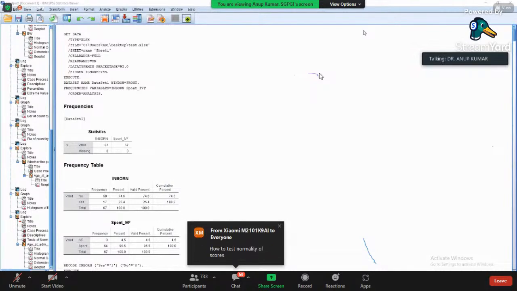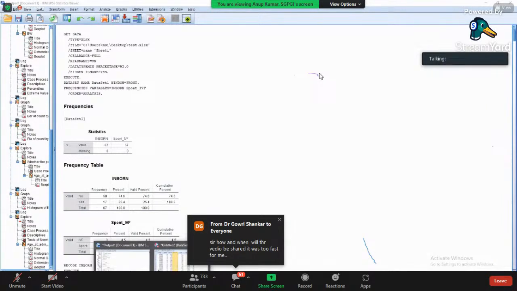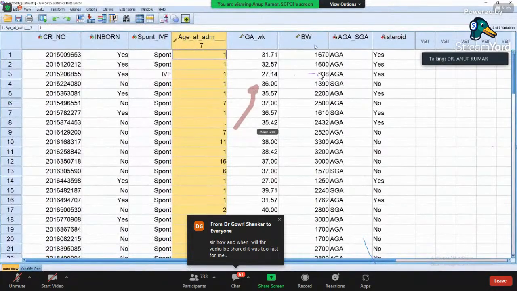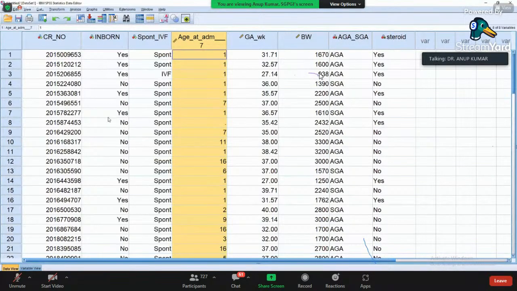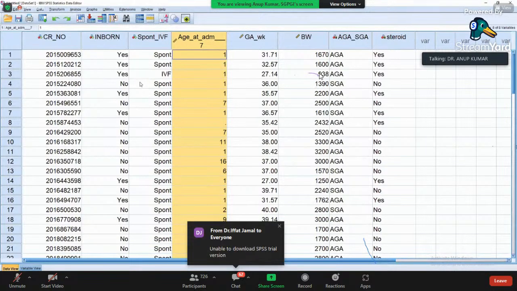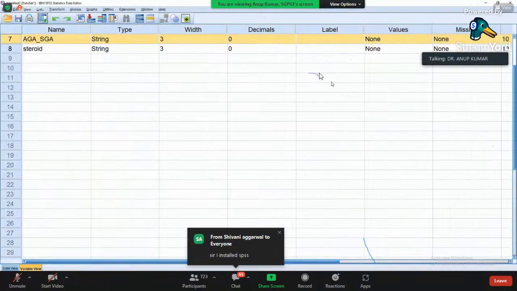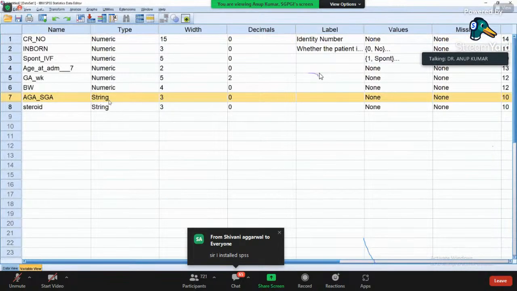So the question is how to convert this. I'm doing it for this AG and SGA because you can see when I'm just clicking on this number, it is changing from numeric to label. This is changing, but this AG and SGA is not changing. Okay, because it is a nominal variable. It is a string nominal variable. Okay, so we have to convert it into numeric.